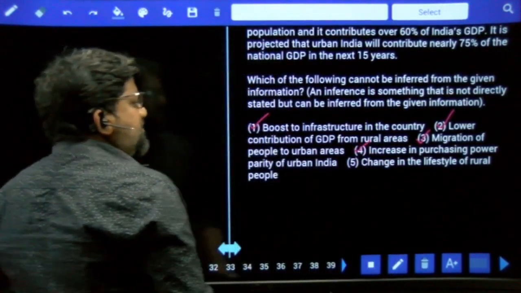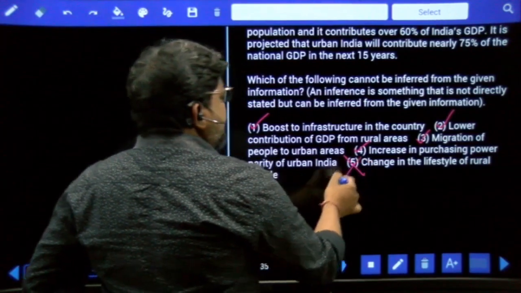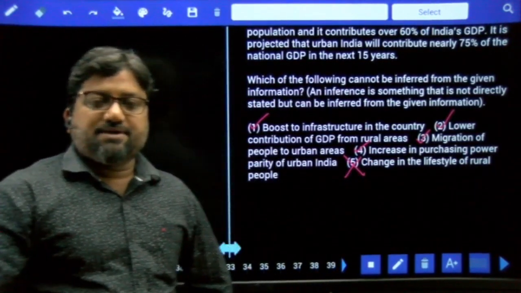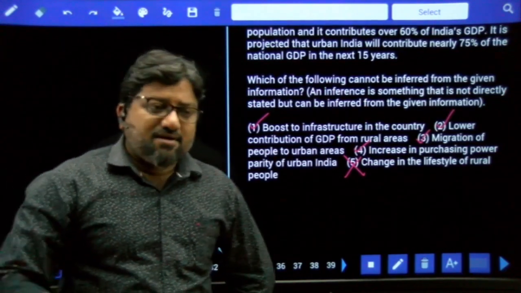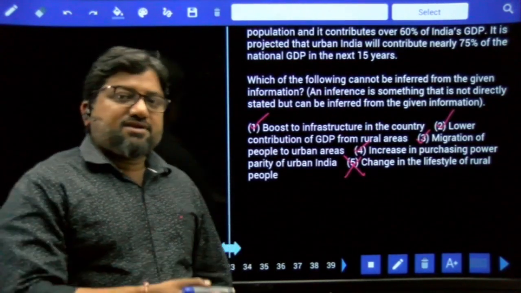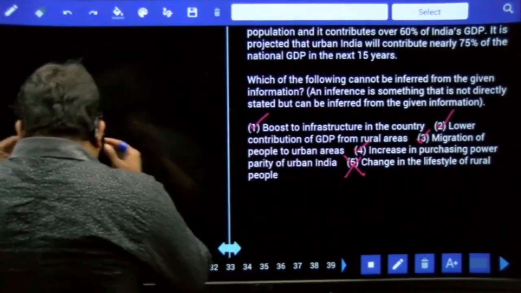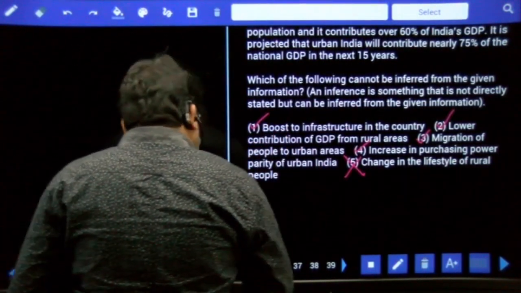Change in the lifestyle of rural areas, this cannot be inferred. The whole statement is talking only about the urban population and the contribution that has been made by the urban areas to the Indian GDP. So rural areas, I am not sure. So what is my answer? My answer is 5 here.